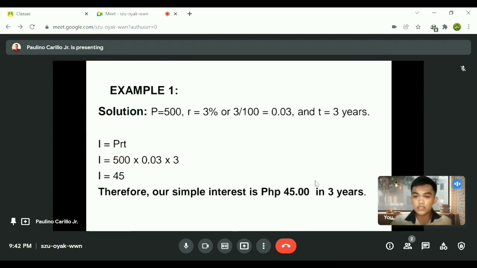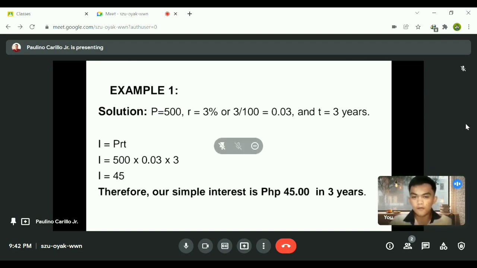Now the solution is P is equal to 5,000, R is equal to 3%, or 3 divided by 100, is equal to 0.03. So when we say interest rate, that is in decimal form. If your interest rate is 3%, just divide it by 100 so that it would become decimal form. And T is equal to 3 years.